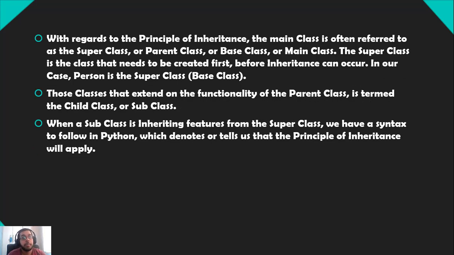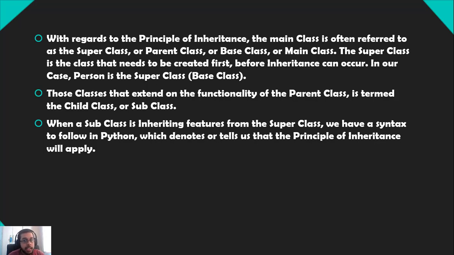With regards to the principle of inheritance, the main class is often referred to as the superclass or parent class or base class or main class. The superclass is the class that needs to be created first before inheritance can occur. In our case, person is the superclass, base class. Those classes that extend on the functionality of the parent class are termed the child class or subclass.